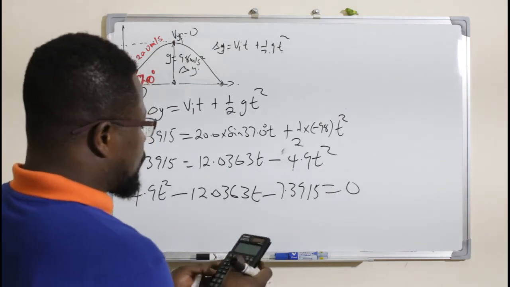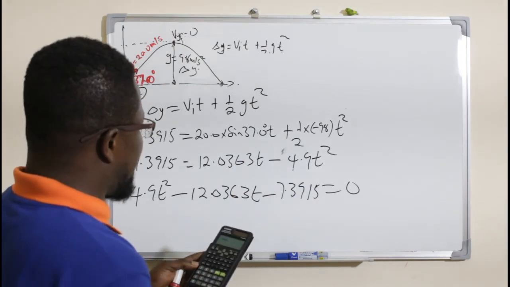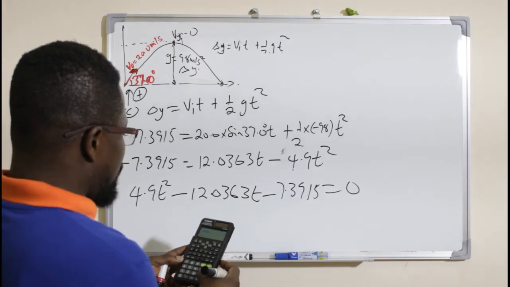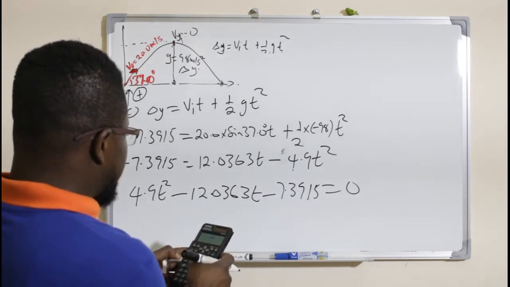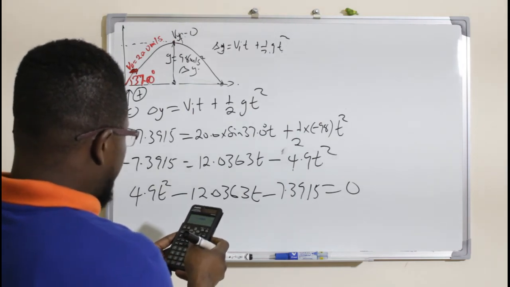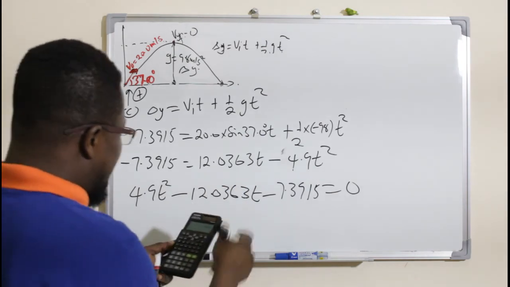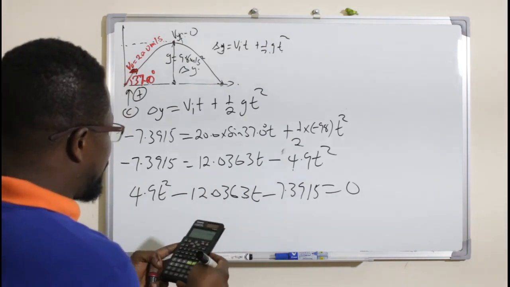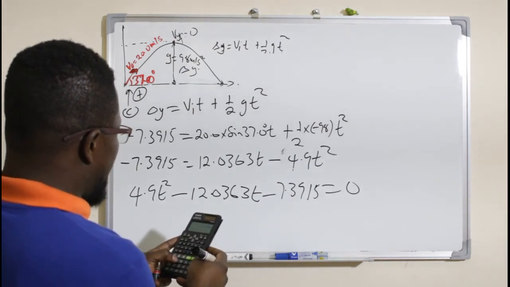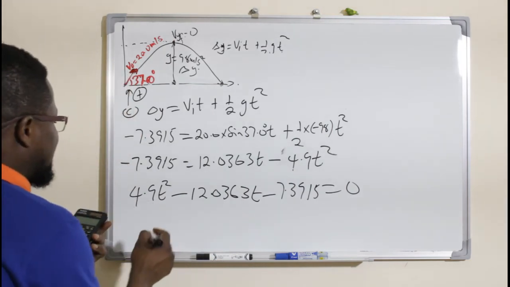So if I go to equations, then this is quadratic, so I pick number 3, and the A is 4.9, and then my B is negative 12.0363, and then my C is negative 7.3915, and now I can see my answer is out.